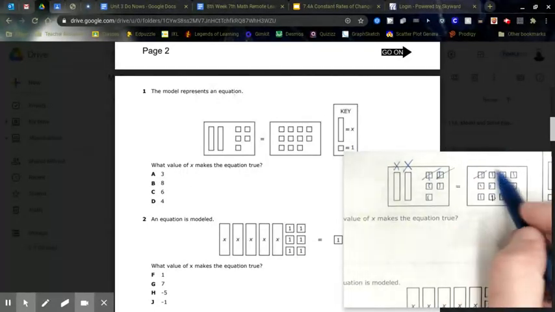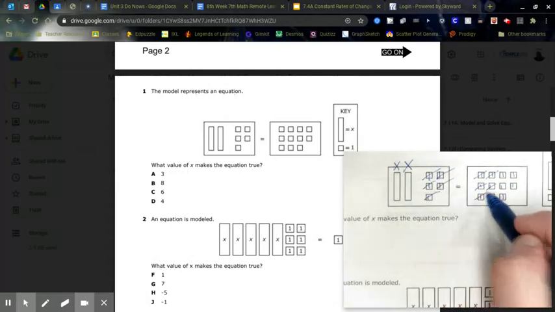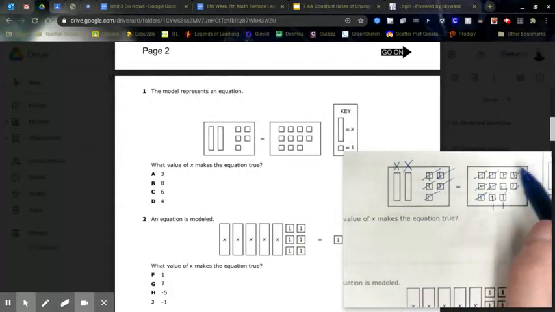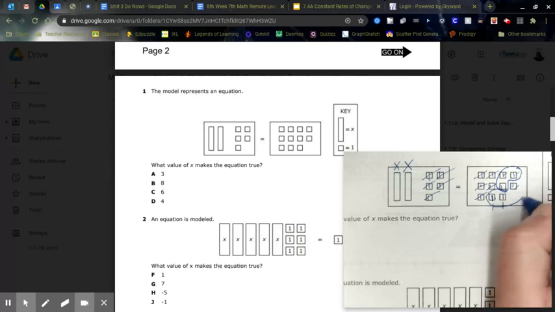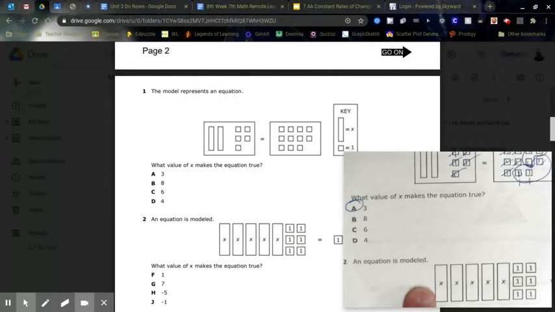1, 2, 3, 4, 5. Okay, and I'm left with 1, 2, 3, 4, 5, 6. Okay, so I want to split 6 into 2 even things. So 6 divided by 2 is 3. So I have 3 in each one, which means x equals 3, which means A is the answer.